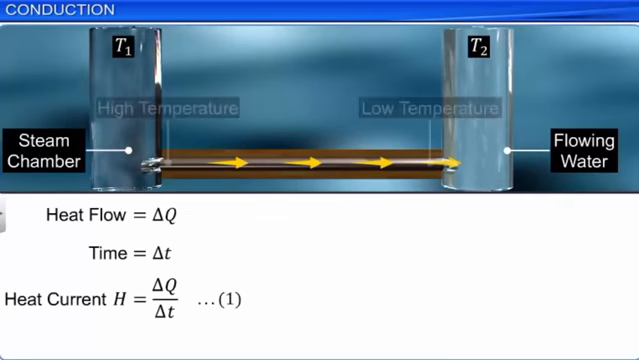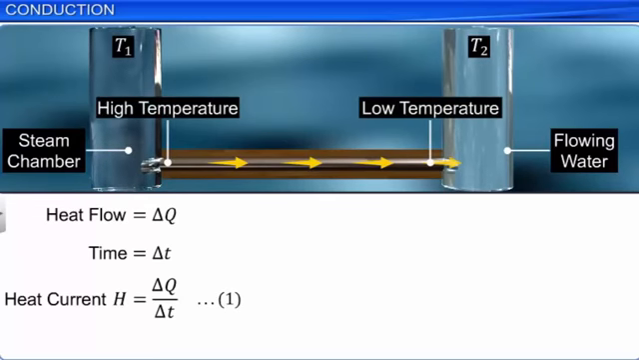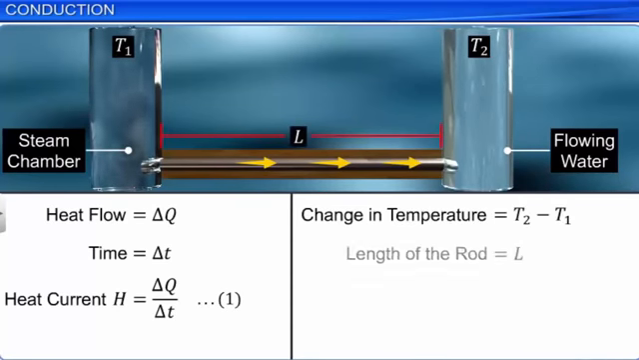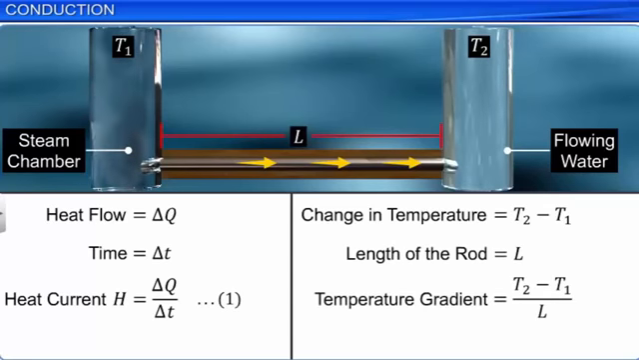In a steady state, the temperature of the rod decreases uniformly from the hot to the cold end of the rod. The change in temperature per unit length is defined as the temperature gradient. Since the change in temperature for a length of L is T2 minus T1, the temperature gradient is expressed as (T2 minus T1) by L. Let this be equation 2.